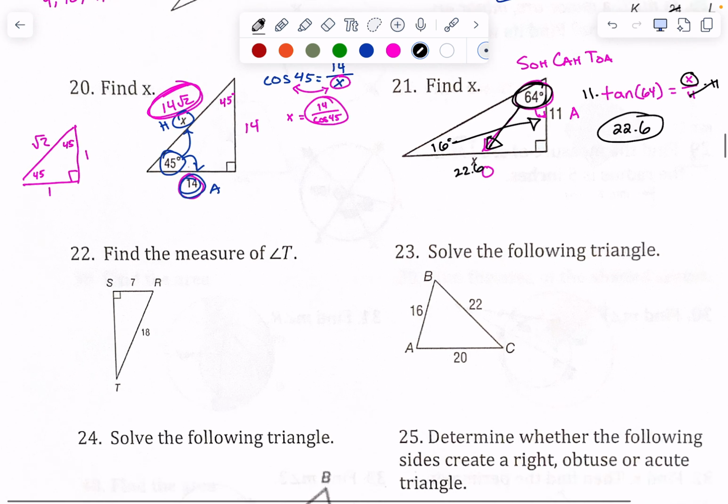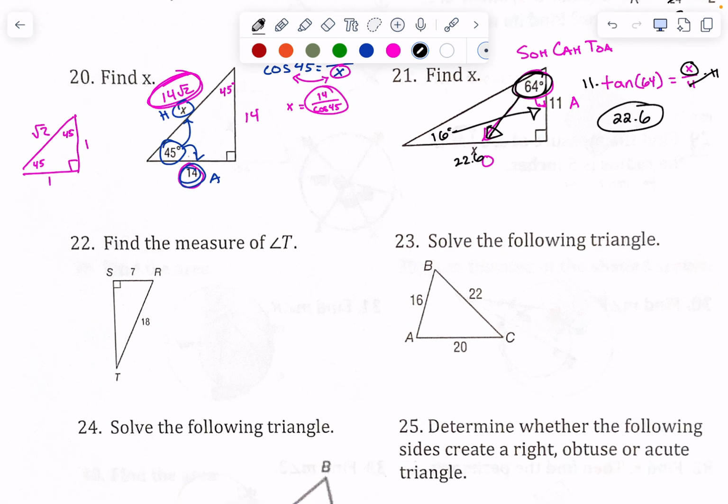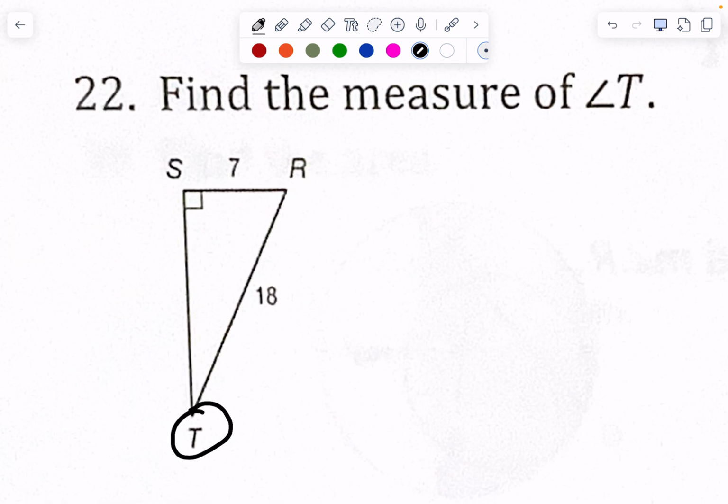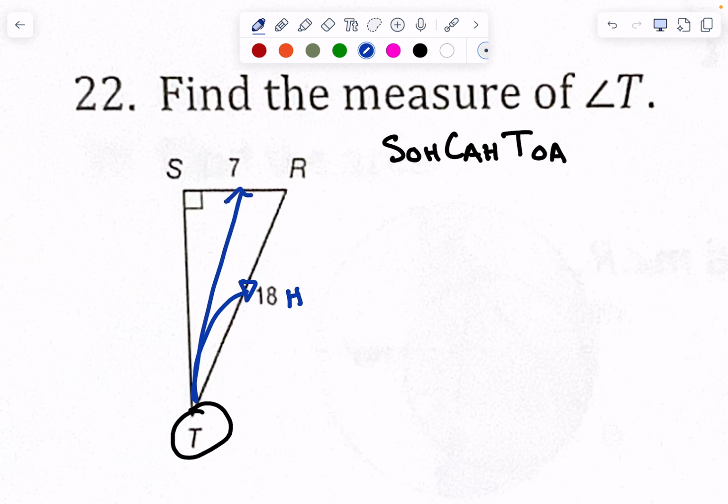All right, am I going too fast? The answer was 22, and now we're on 22. Angle T, how do I do this? Just make it x. This is going to be SOHCAHTOA again, but you're solving for the angle. I'm looking at T. What is 18 in relationship to T? It looks like the adjacent, but it's actually the hypotenuse, because hypotenuse trumps adjacent. And 7 is the opposite.